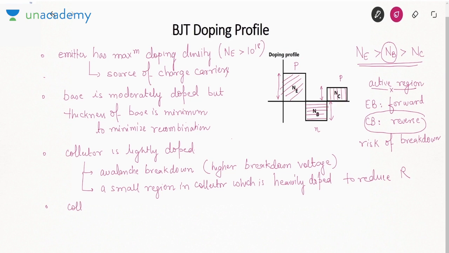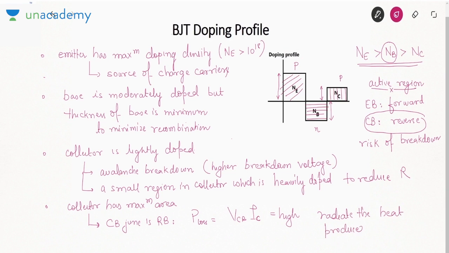Then collector has maximum area. Collector has maximum area. Now why is that? This happens because CB junction is reverse biased. In reverse bias, there will be power loss which is equal to VCB times IC. This power loss is high. So this power loss is occurring across collector base junction. In order to radiate the heat produced, we need to have large area. Because if large area is exposed to atmosphere, the heat generated within the device can easily be radiated to the atmosphere, and hence collector junction has the highest area.